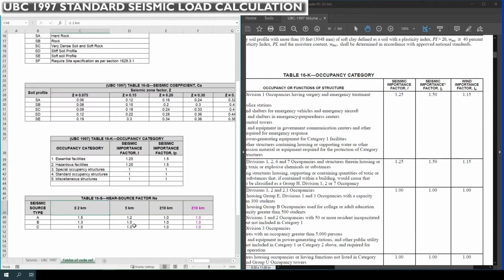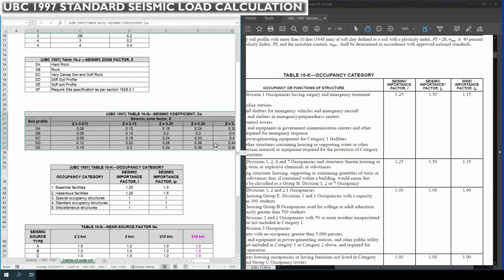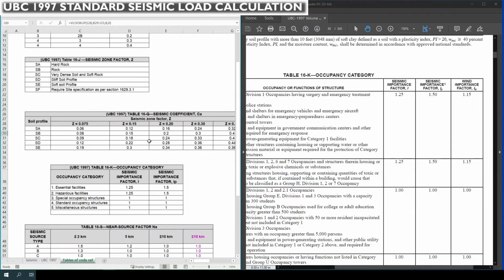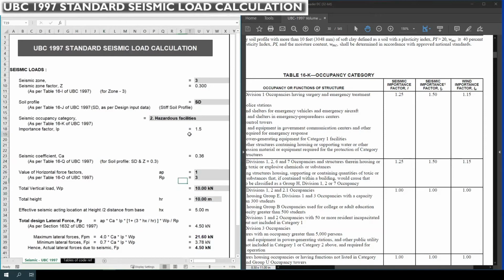After selecting these 3 gray color highlighted inputs, table 16-Q will give you the value of seismic coefficient Ca. So for our case, seismic zone factor 0.3 and SD soil profile, we are getting 0.36 as the factor. For this table 16-Q we need to refer to page number 34.